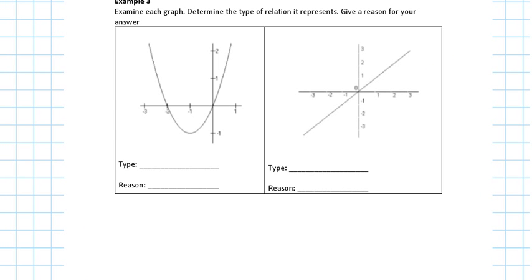If you look at these graphs, what can you tell me for the first one? It's quadratic, and how do you know it's quadratic? Because these are U shapes. What did I say is the name of the shape? Parabola.